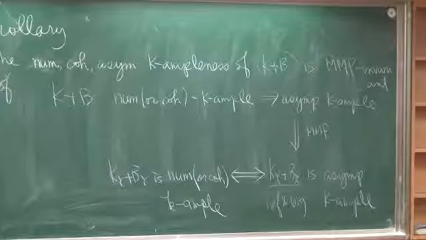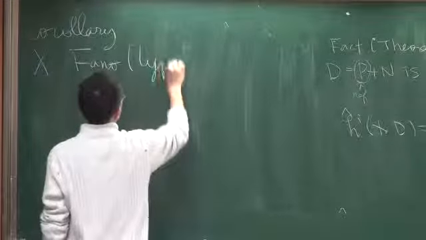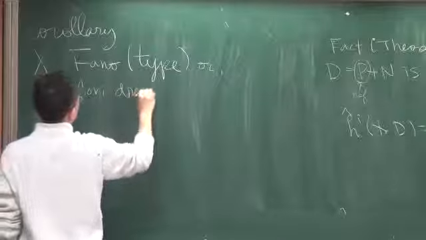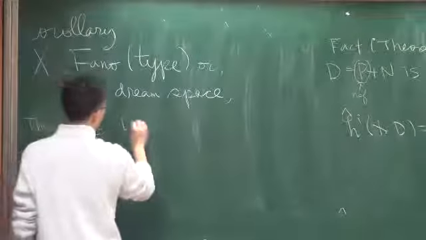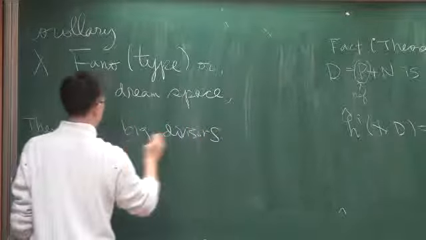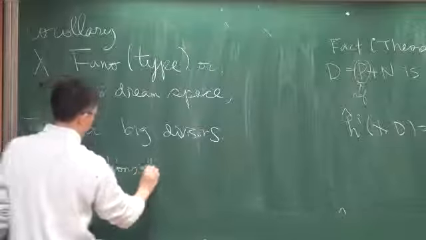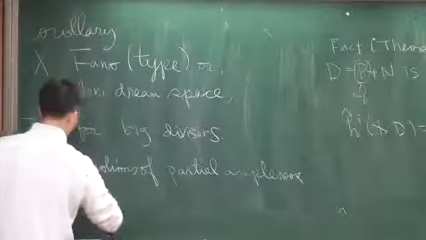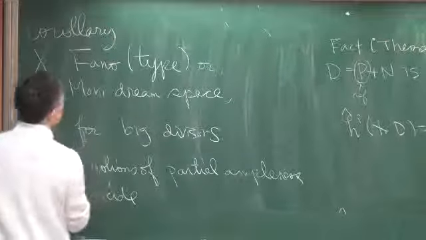And one last corollary says that if X is Fano, or actually Fano type, or a Mori dream space, then for big divisors, the three notions of partial emptiness coincide. And this answers a question by Totaro and Demari.